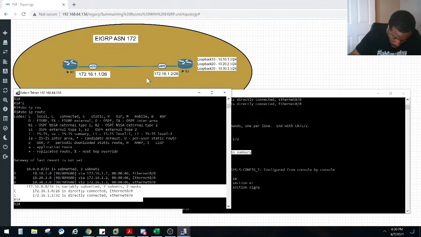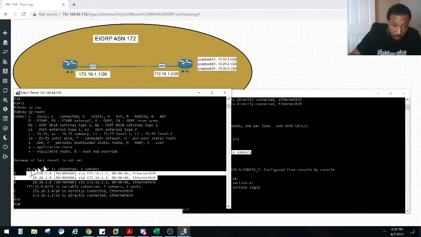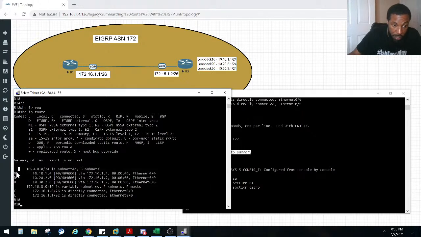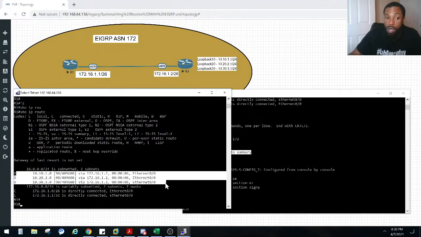You should have 3 routes for the 10.x.x.0/24 loopback interfaces configured on router 3 and advertised by EIGRP, which is these guys right there. Oops, right there. Oh, you were answering the question.